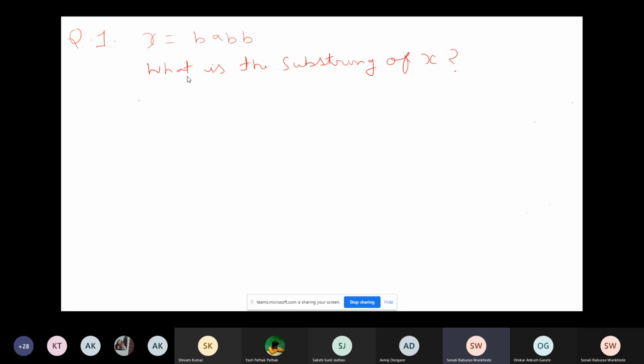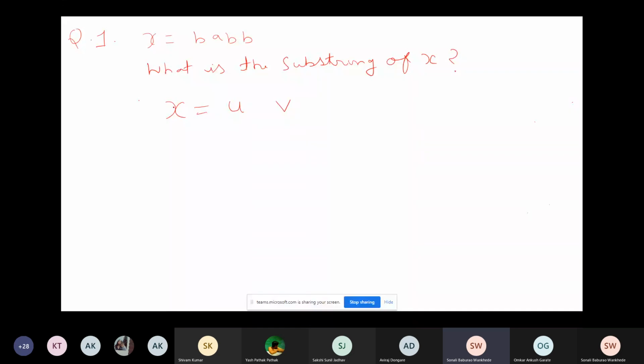First question, x is equal to BABB. What is the substring of x? Tell me now, what will be the substring of x? AB. Very good. First of all, you will have to write it in that way. What was our thumb rule? You have a substring when that substring occurs in x in such a way with two other strings as well. So always remember you have two other strings, u and v, always.